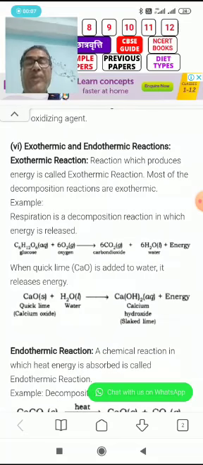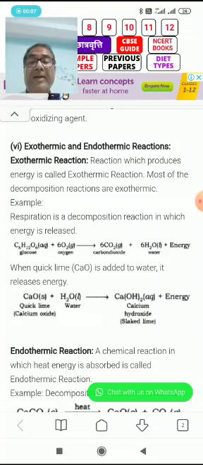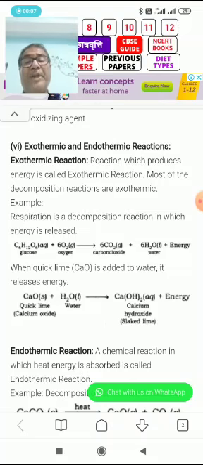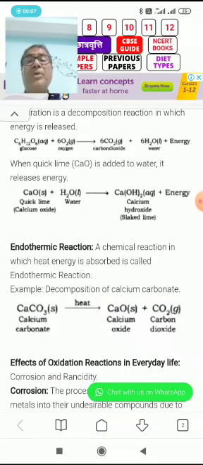Similarly, when we add quicklime in water, water gets heated, means energy is released. So it is also an example of exothermic reaction. When we burn carbon in oxygen, we get carbon dioxide and heat. It is also an example of exothermic reaction. So any reaction in which heat energy is released is called exothermic reaction.